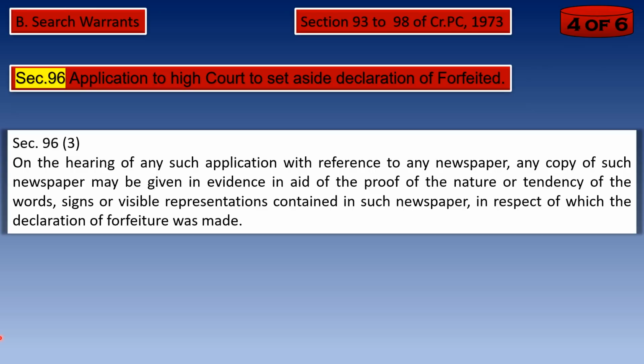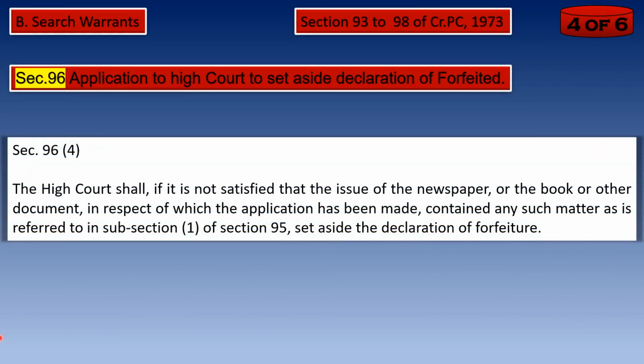Next, subsection 4 of section 96 says the High Court shall, if it is not satisfied that the issue of the newspaper or the book or other document in respect of which the application has been made contained any such matter as is referred to in subsection 1 of section 95, set aside the declaration of forfeiture. Well, subsection 4 of section 96 is informing us that if an applicant is successful in representing its case, the High Court can set aside the declaration of forfeiture.